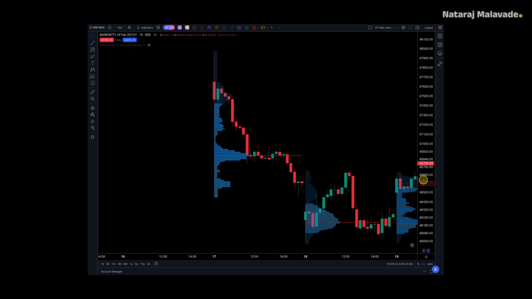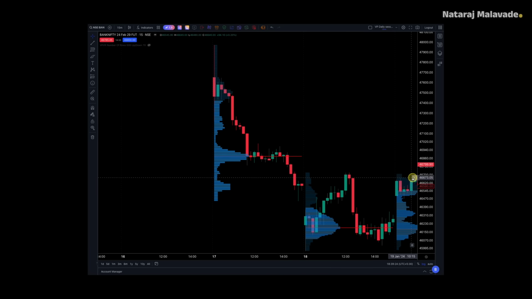So here we are getting a signal for a shorting opportunity because we are seeing the wick at the previous day high, and also it is an IB high candle. So here is where most of the buyers are getting trapped. Let's say I want further confirmation because it's still a green candle.